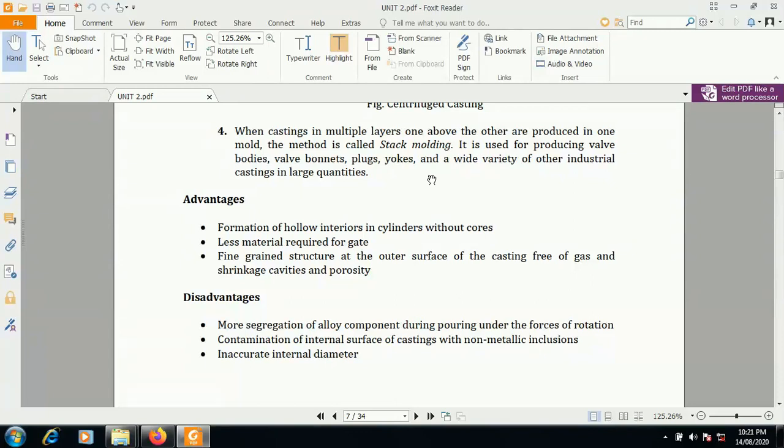Here contamination of the internal surface of the casting with non-metallic inclusions may take place, because non-metallic inclusions have lesser density and come to the center portion of the mold cavity. This is easy to remove in true centrifugal casting, but difficult to remove in semi-centrifugal or centrifuge casting. And you will not get throughout the length an accurate internal diameter. These are the three disadvantages of this centrifugal casting process. In the next lecture we will see the next process.